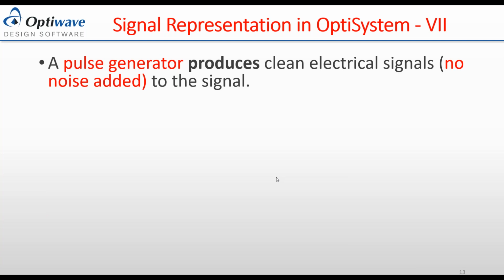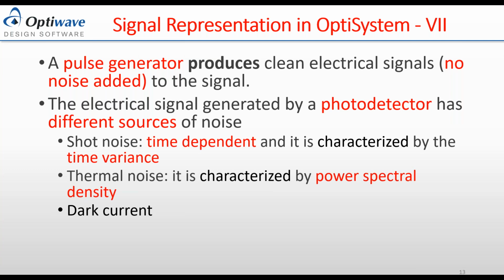Now, for signal generation, when you have any pulse generator, typically the signal generated has no noise in it, and the noise is generated in some components. For example, a photodetector has different types of noises. It can be shot noise, which is characterized by time variance, a time-dependent feature that depends on the carriers available, and then the thermal noise, which is characterized by power spectral density. And then in the photodetector, we also have dark current.